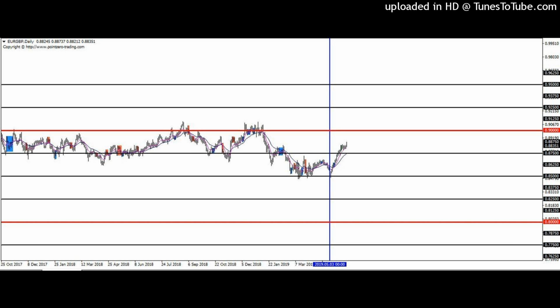Okay, so let's take a look, I don't know, at the weekly or the monthly time frame. Let's go to the monthly time frame. So we've got this price action. This is current price action.